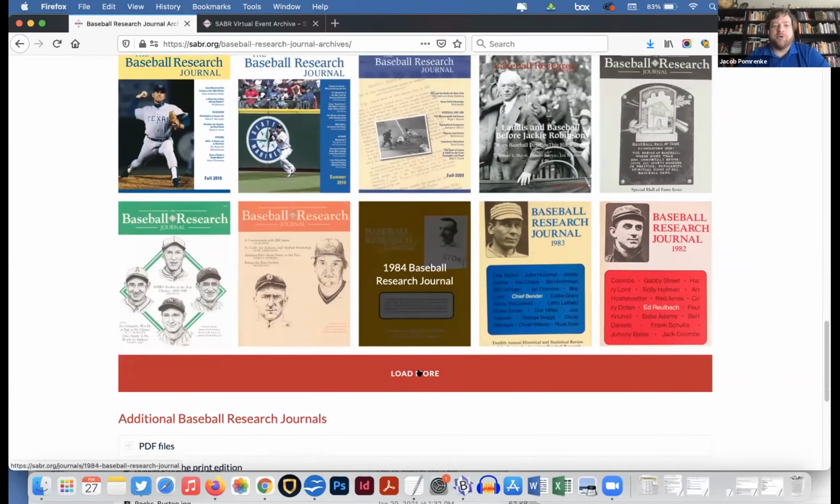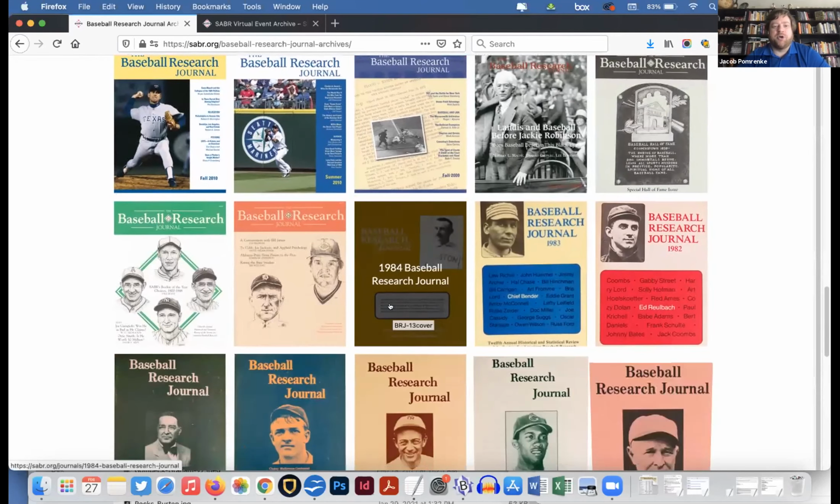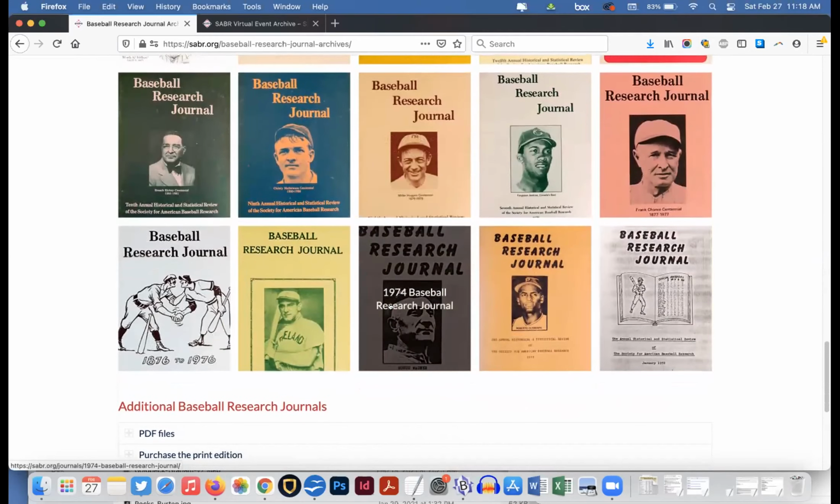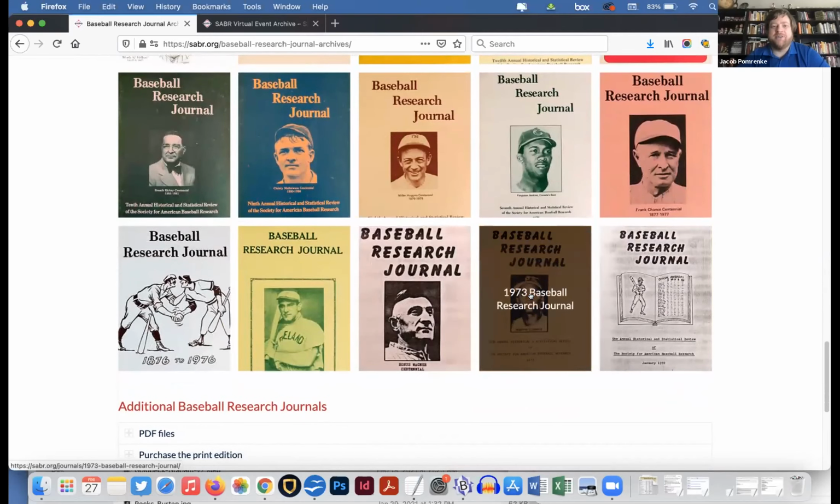But it's pretty cool to be able to go back and read from some early SABR members and some early Baseball Research Journals and see what's out there. Because a lot of interesting articles. I was reading one from either 1972 or 73. They were searching for old Negro Leagues players who were still around and what they were up to. And a lot of these players, you've probably heard of the Buck Leonards of the world and Judy Johnson and Cool Papa Bell. They were all still around and still working.